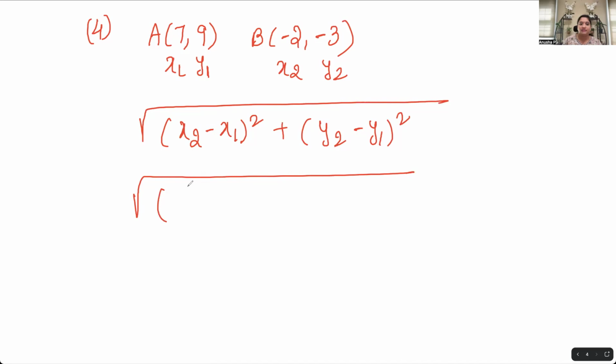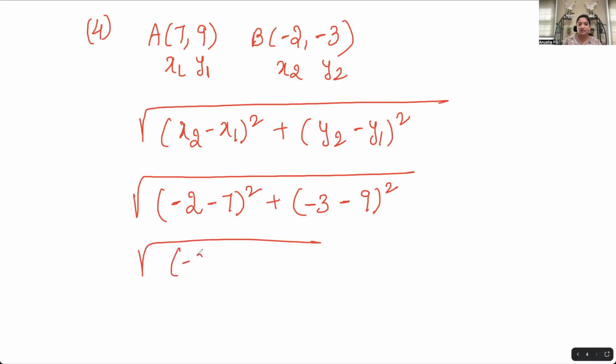Okay, x2 value is negative 2, x1 is 7. Y2 is negative 3, and in the formula we have minus, y1 is 9 whole square. Minus 2 minus 7 is minus 9 whole square. Minus 3 minus 9 is minus 12 whole square.